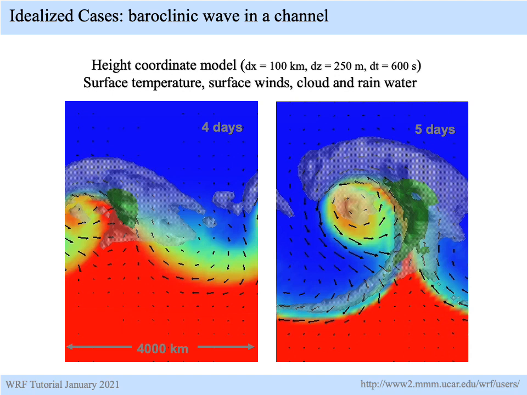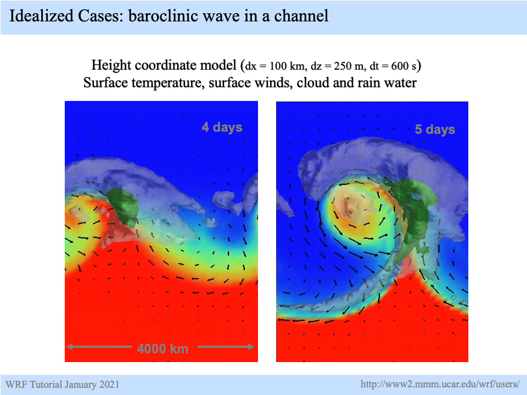The final test case we'll look at involves the simulation of a baroclinic wave in a periodic channel. The horizontal boundary conditions in this channel are periodic in the x direction, meaning what goes out the right side comes in the left side in this depiction you're seeing here. And there are rigid walls in the north and the south. The domain is large, 4,000 by 8,000 kilometers.